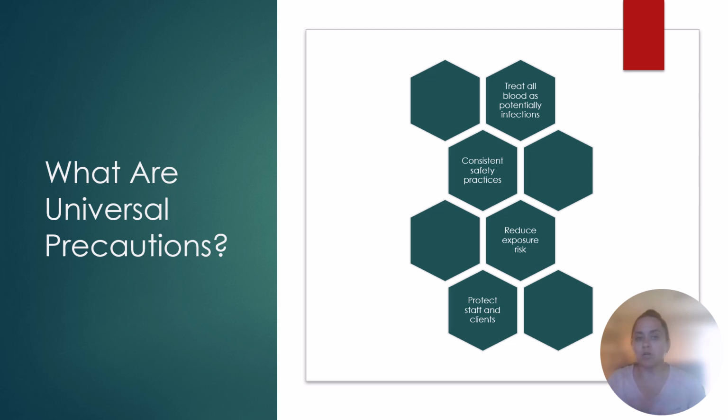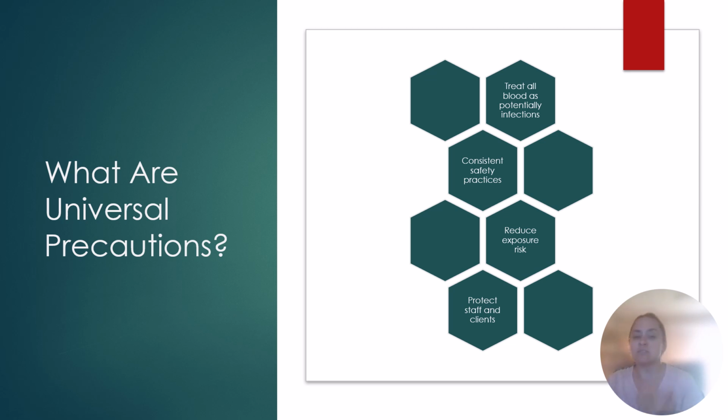Universal precautions are safety practices that are designed to reduce the risk of exposure to bloodborne pathogens. The core principle is really simple: treat all blood and certain bodily fluids as potentially infectious. That doesn't mean assume somebody's dirty or dangerous. Instead, it just means applying the safety practices consistently with everyone, rather than making assumptions about risk based on appearance or diagnosis or stereotypes.